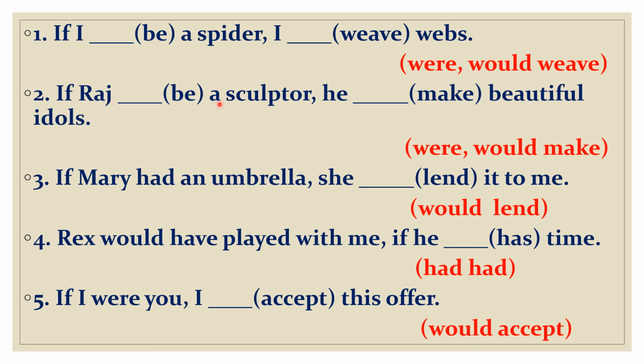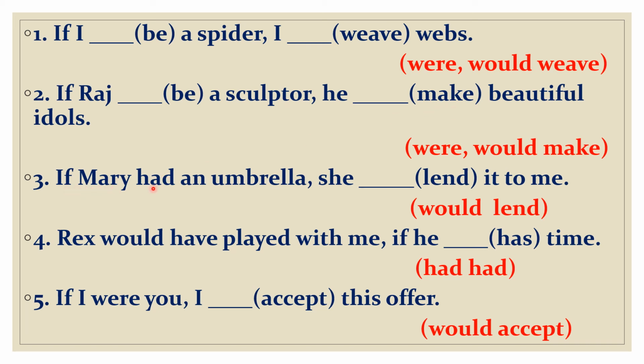If Raj dash a sculptor, he dash beautiful idols. Same pattern. If Raj were a sculptor, he would make beautiful idols. Same pattern: if subject plus past tense. Here the past tense of will, would, is used. Then base form of the verb.